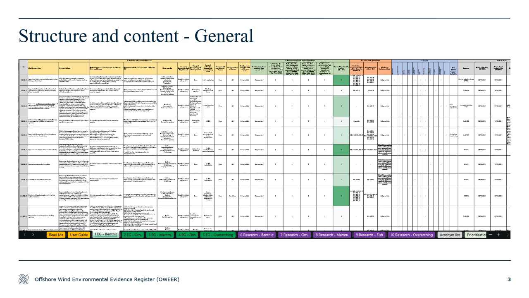The OWEER has a spreadsheet format that is divided into several different tabs. There are multiple tabs that help users understand the OWEER, for example, a README, user guide, acronym list, and prioritization guide. The rest of the OWEER then covers technical information, and specifically there are 5 receptors: benthic, ornithology, marine mammals, fish, and overarching for information that does not fit into any of the other receptor groups. The green tabs are for evidence gaps, and there is 1 per receptor. The purple tabs are for research projects, again 1 per receptor.